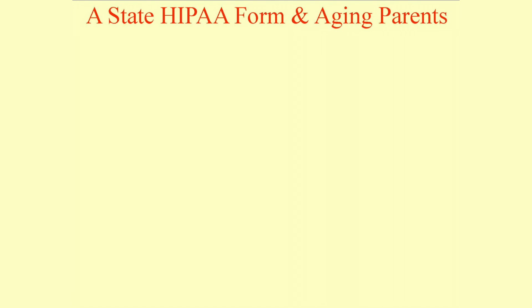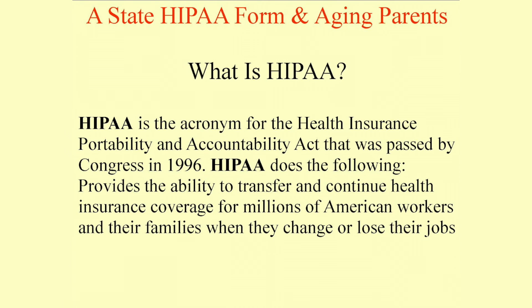Estate HIPAA form and aging parents. Well, let's learn what the HIPAA form is. It's an acronym for the Health Insurance Portability and Accountability Act. And really it was designed to create a big database so that doctors could share information about you. You might have your doctor's office here, but now all of a sudden you're in a hospital and they need information. They can just email that information, or they can go to the database, they can pull that information that they need. It also helps American workers and their families if they change or lose their job.